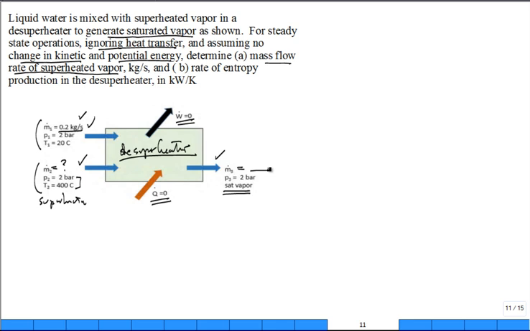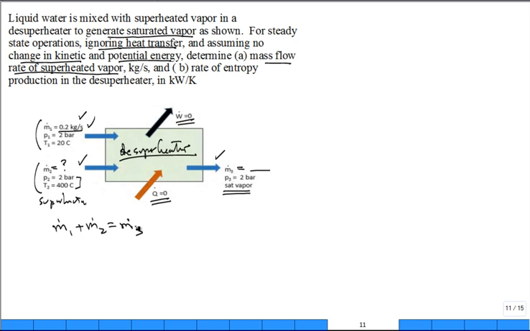Yeah, I'm going to have three balance statements. One is mass, one is energy, one is entropy. The mass and energy balances we call the first law, and the entropy balance we call the second law. That's it. So what does the mass balance look like? M.1 plus M.2 is equal to M.3. And yes, we need that.